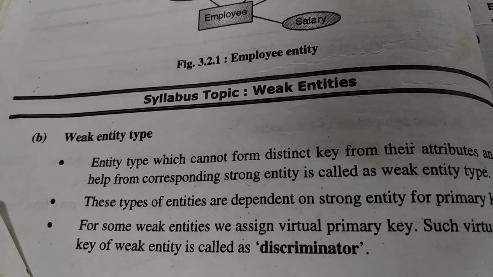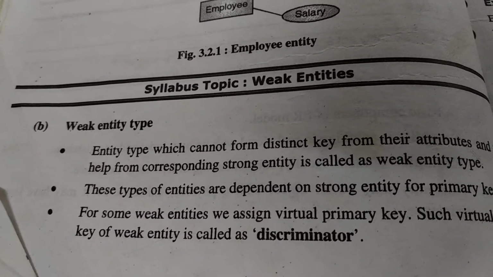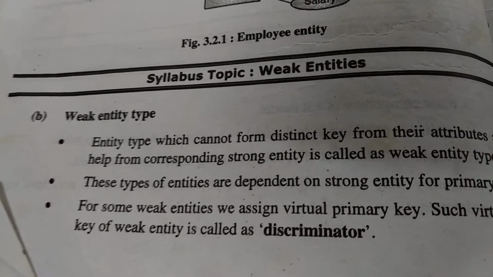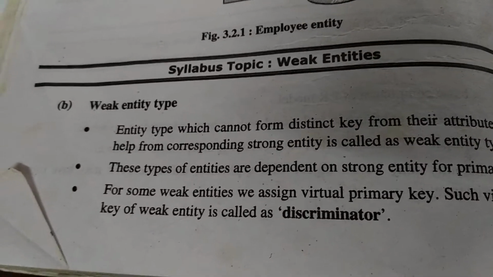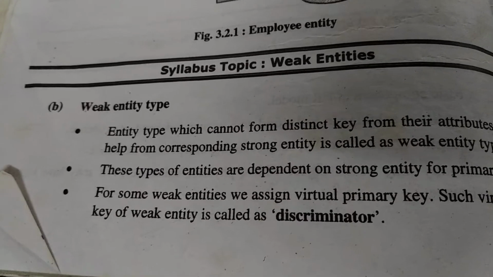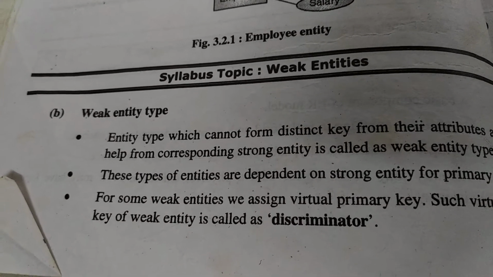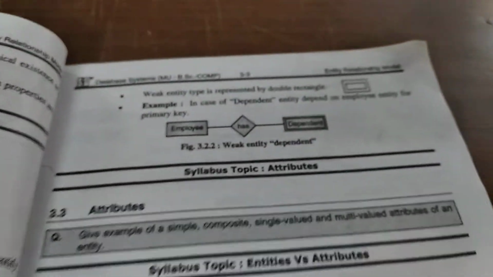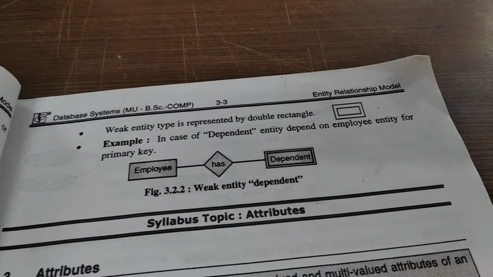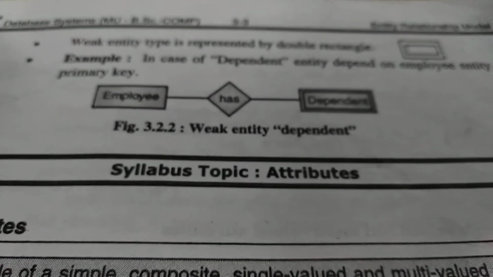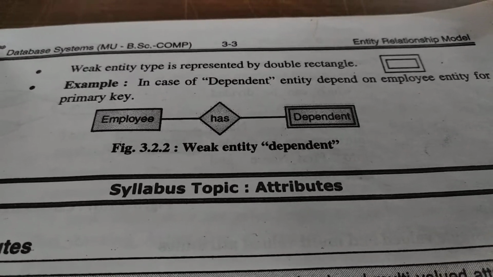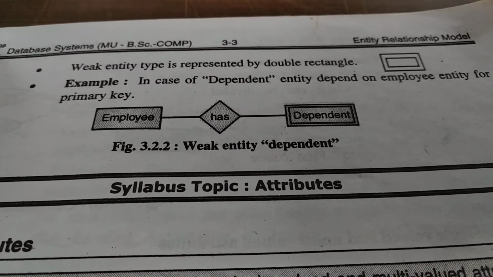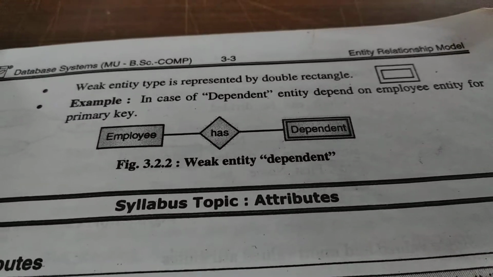Second entity type is weak entity, which cannot have a primary key, and one entity depends on another entity, hence it is known as weak entity type. Weak entity is represented by a double rectangle. This is the diagram of weak entity. Employee has dependent is a weak entity.